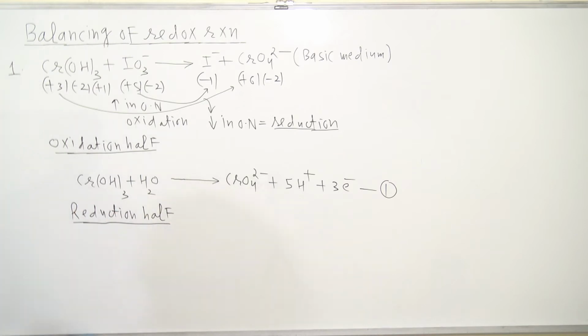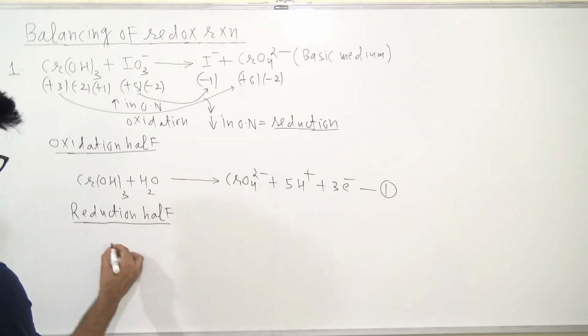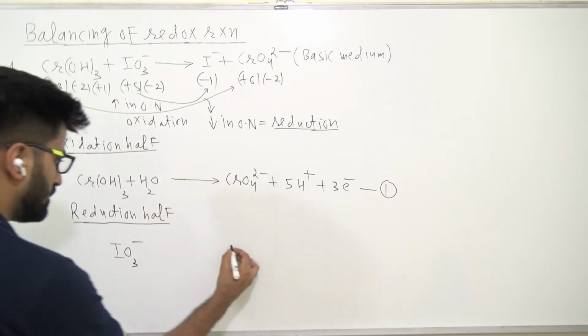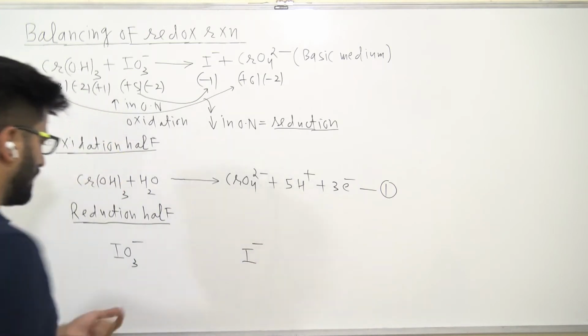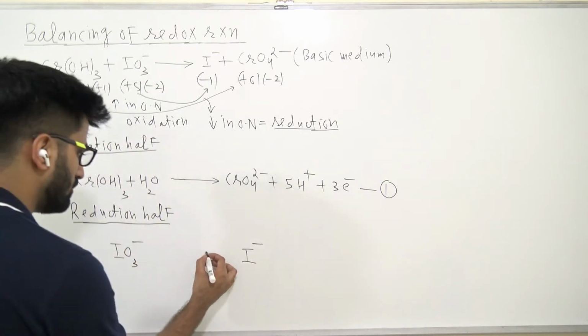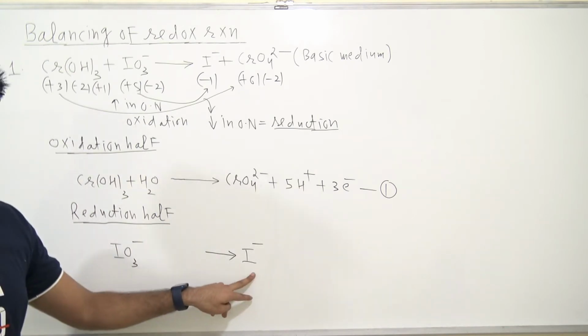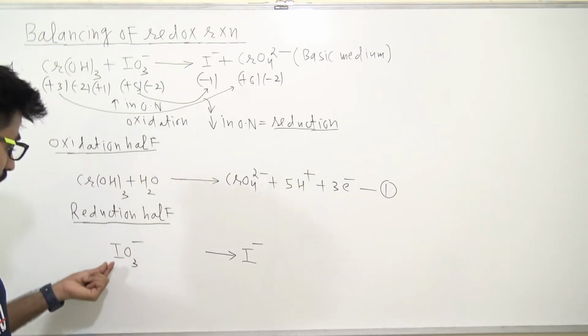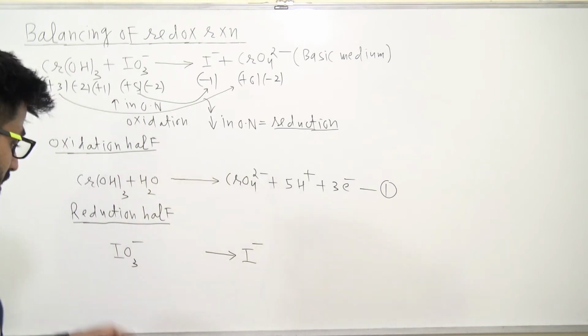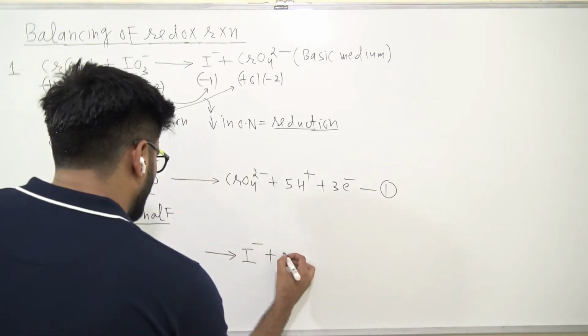Now what is my reduction half, guys? Reduction half is IO3 minus changes to I minus. I'm writing like this because I need to add other things also. So this is how I'm writing I minus, right? Balance all the atoms except oxygen and hydrogen. Yes, iodine is balanced, 1 iodine, done. Oxygen balance, add 3 molecules of water.